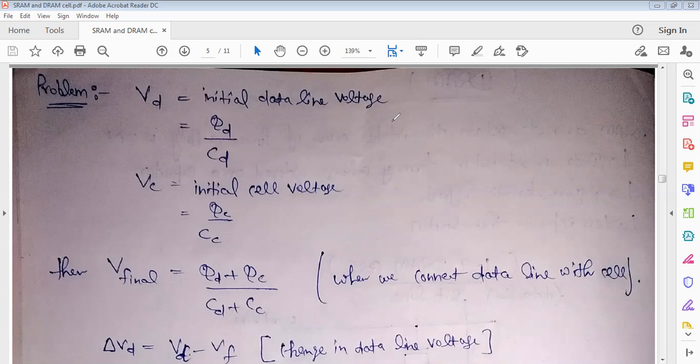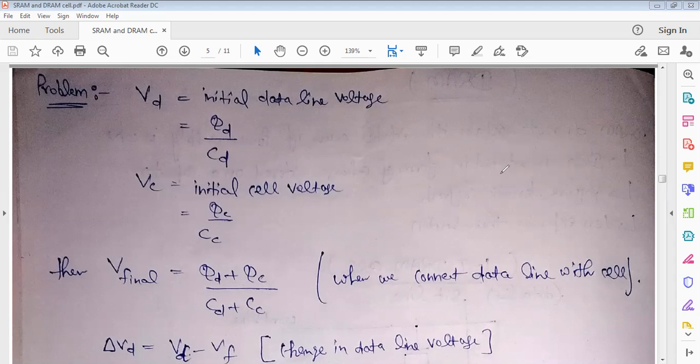Let us consider the initial data line voltage was VD. So VD is equal to QD upon CD. And let us consider the initial cell voltage was VC, meaning the initial voltage across the capacitor was, let's say, VC. So VC will be equal to QC upon CC.